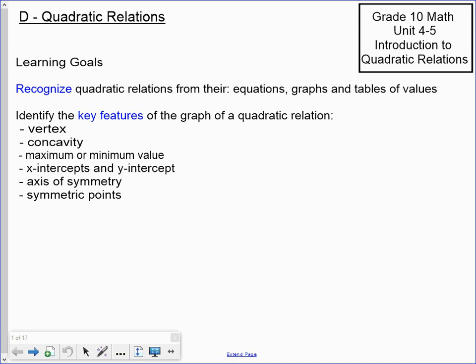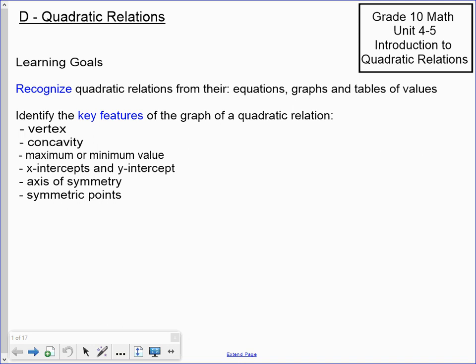And we're going to compare them to linear equations that you worked with in the early part of this course, and you worked a lot with in grade 9. The other thing we want to be able to do is identify the key features of the graph of a quadratic relation. And this stuff we're going to save till the second part of the lesson.